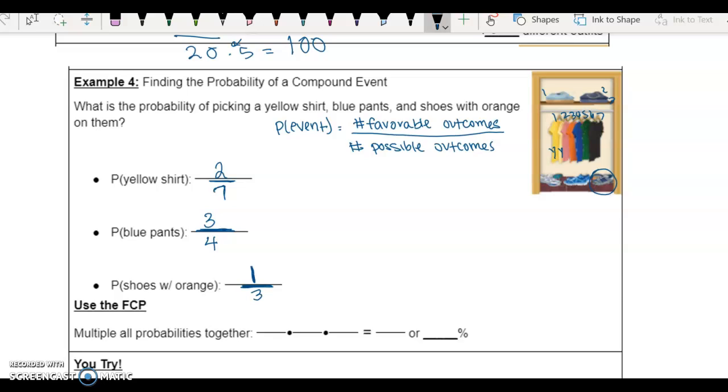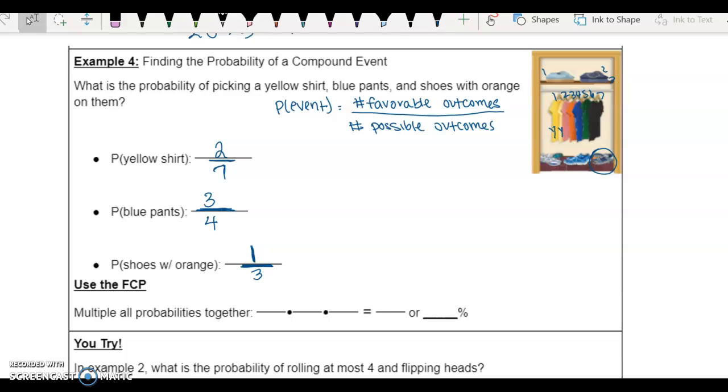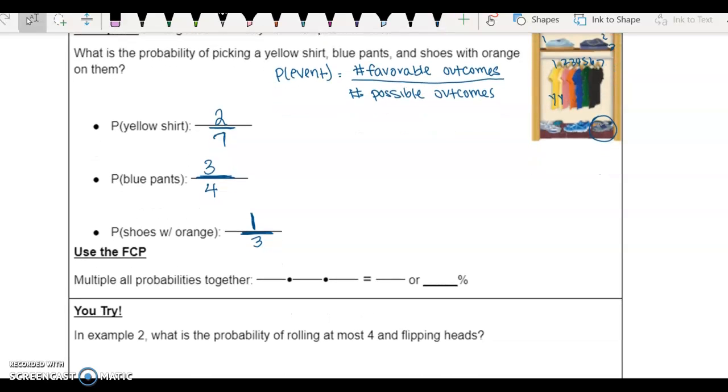And so now we want to figure out what the probability is that I would pick an outfit that would have a yellow shirt, blue pants, and orange with my shoes. So all you do is you take all 3 of your fractions and multiply them together. And that's using that FCP that we just learned in the last video. So we have 2 out of 7 shirts that are yellow. We have 3 out of 4 pants that are blue. And we have 1 out of 3 pairs of shoes that have orange on them. And so we just multiply straight across.